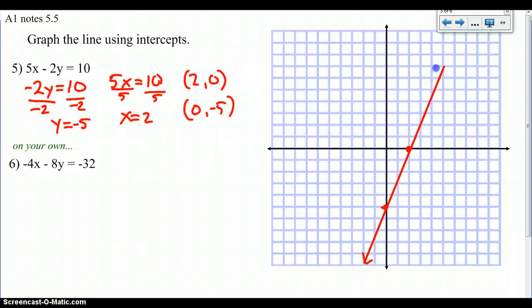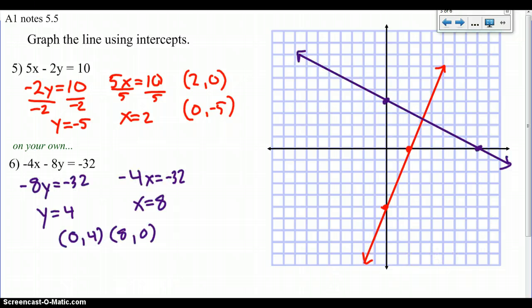All right, again, why don't you pause the video and do number 6. And you can graph it on this same coordinate plane. Okay, you can see my graph now. The purple line was problem number 6. You can see the two intercepts are (0, 4) and (8, 0). You can also see the process and how I found them. All right, let's continue.